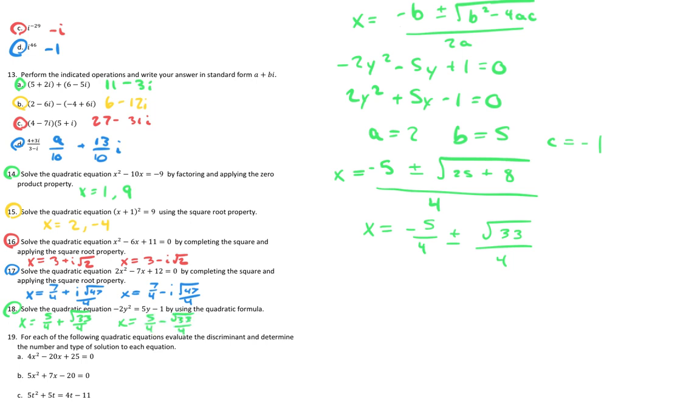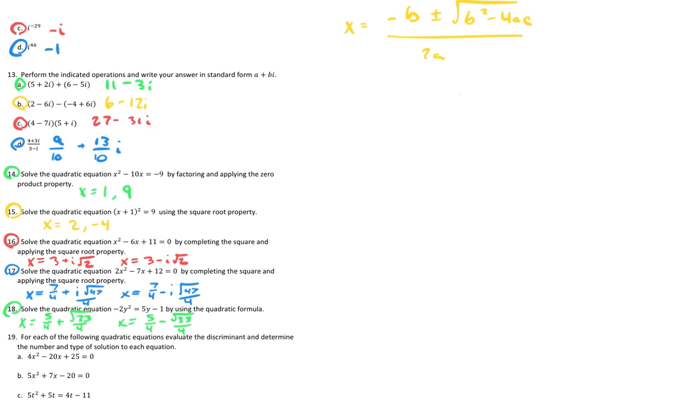Okay, so for number 19, we're going to evaluate the discriminant and determine the number and type of solutions to each equation. If we go back to our quadratic equation just for a second, the discriminant is just this portion here, that b squared minus 4ac.